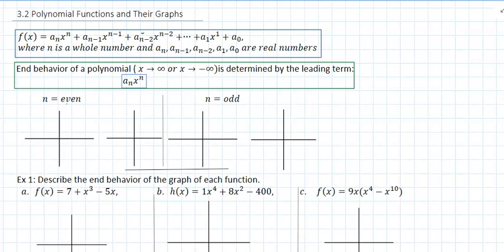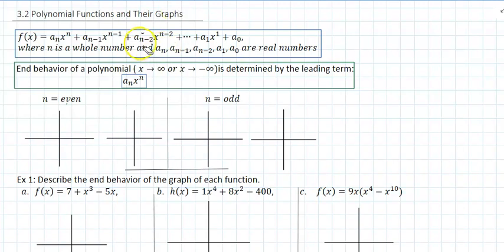3.2 talks about polynomial functions and their graphs. They start this backwards, which is really good. They start, if we give you a polynomial in factored form, then guess what? You can sketch a graph easily. The rest of the chapter, almost the rest of it, is trying to factor a polynomial.